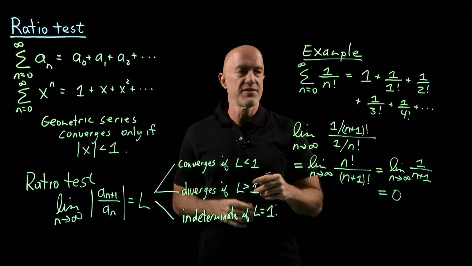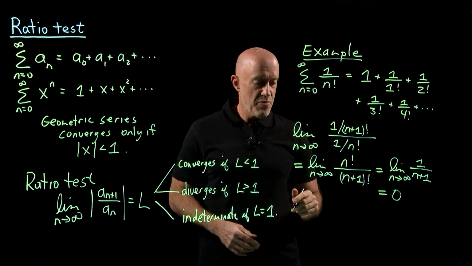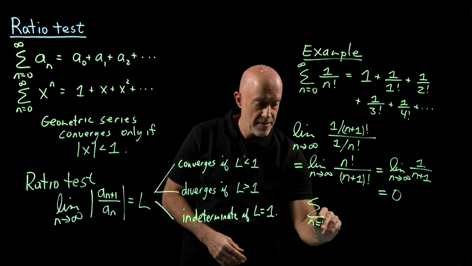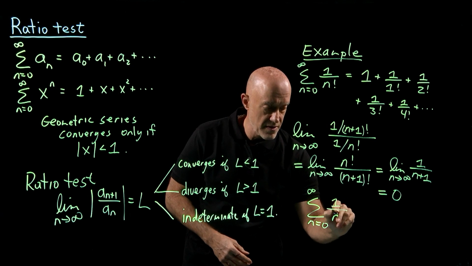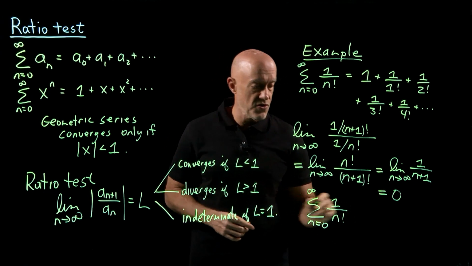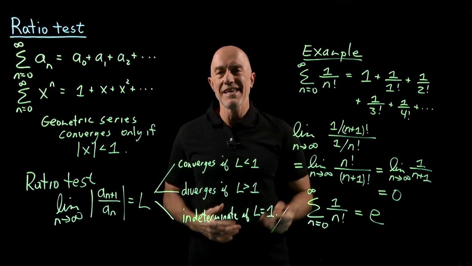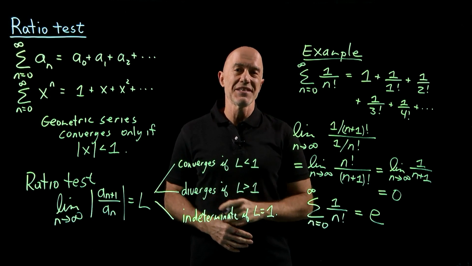We would expect this series to converge because the denominator is growing rapidly. But what we might not expect is what the value is. So the value of this series, which we will compute later in this course, turns out to be the Euler number e, one of the miracles of calculus.